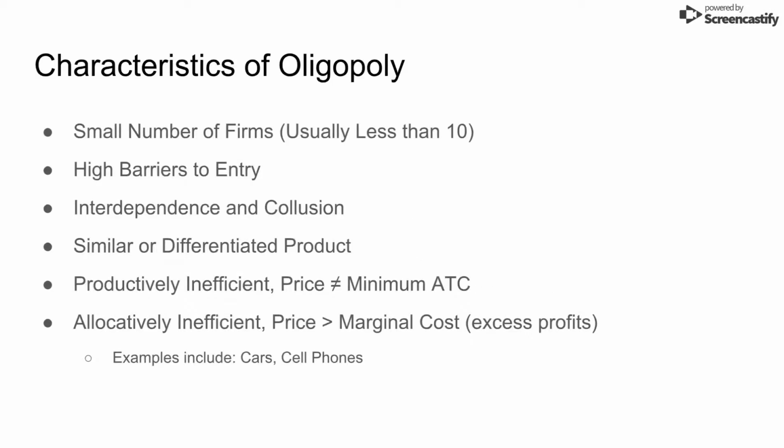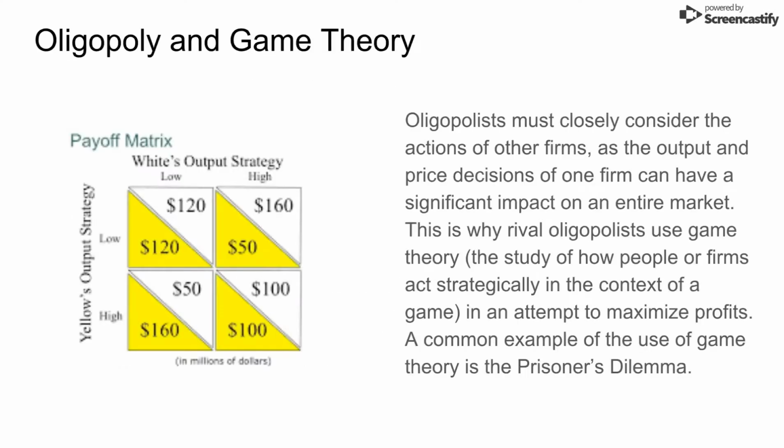Oligopoly is an industry structure in which there are few firms producing products that range from highly to slightly differentiated. Barriers to entry do exist, and they are very high. It is very difficult to enter an oligopoly market. Other characteristics include the high probability of interdependence and collusion, and productive and allocative inefficiency. Two examples of the oligopoly market product are the car industry and the cell phone industry.